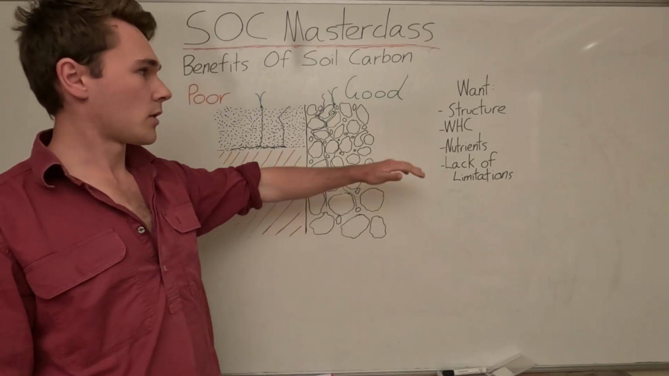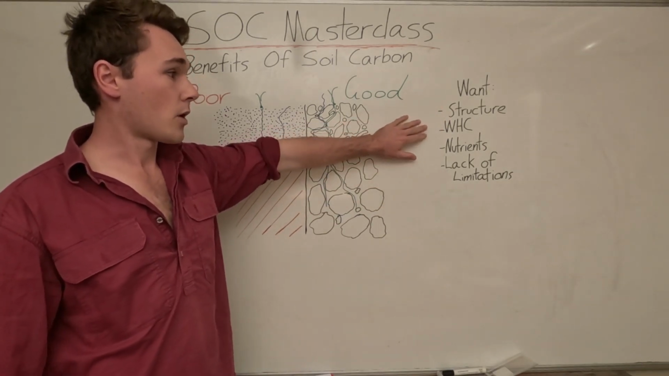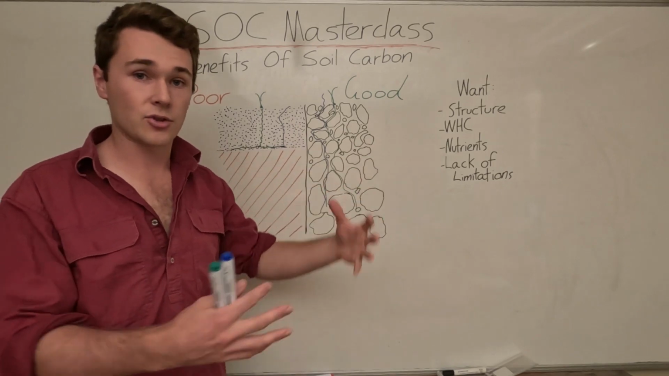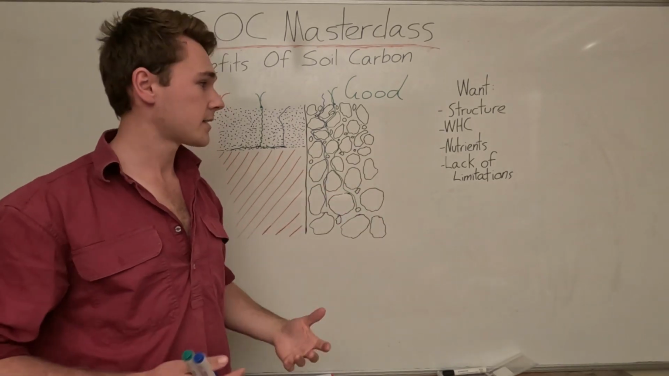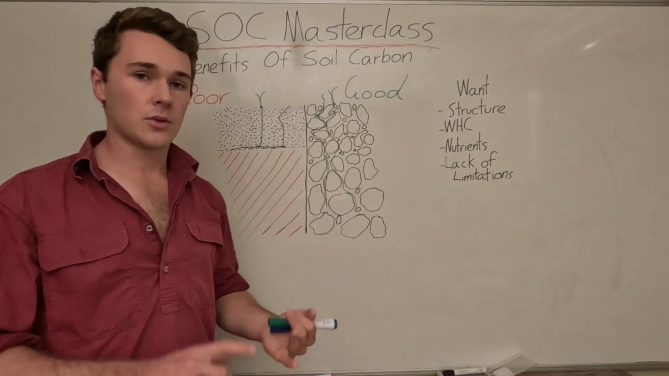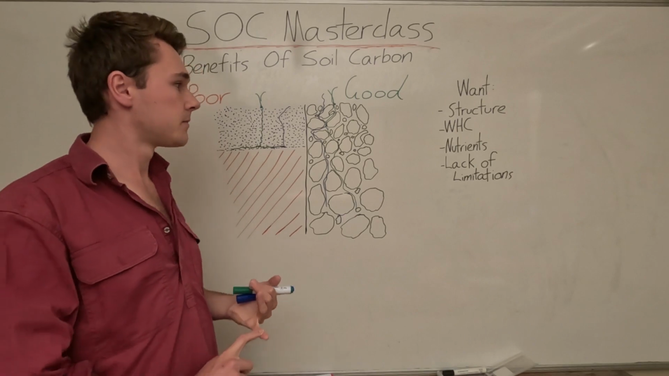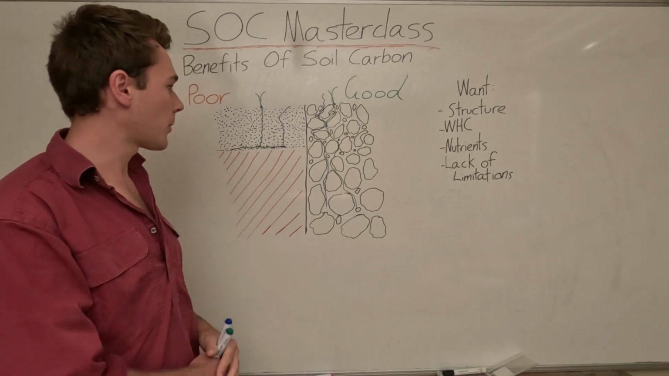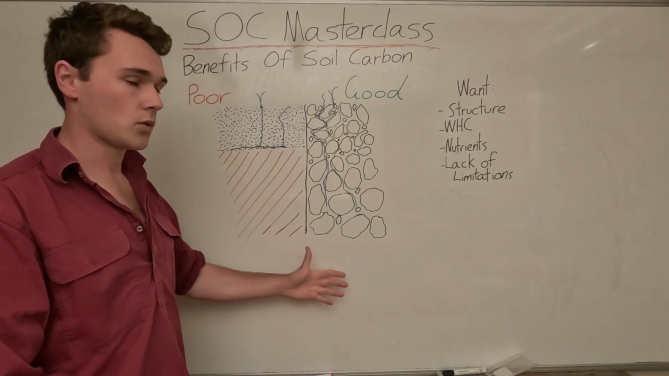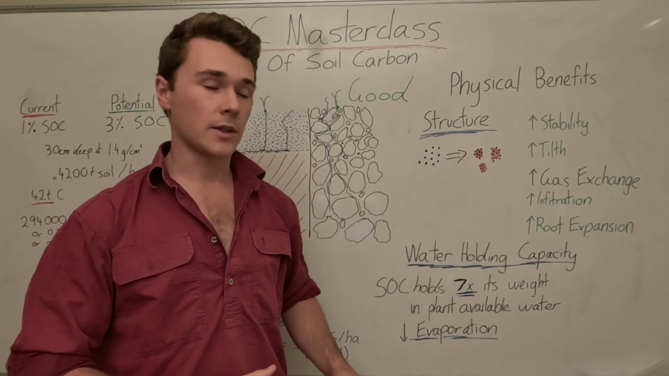So in the video, we're going to be talking about how soil organic carbon builds structure, how it increases water holding capacity, increases our nutrient status in our soil as well as chemical status, reduces some limitations within our soil. We're going to be talking about the biological benefits that we get from soil organic carbon, and in general, how we go from a poor soil to a really good soil. All right, let's start with the physical benefits that we can get from soil organic carbon.